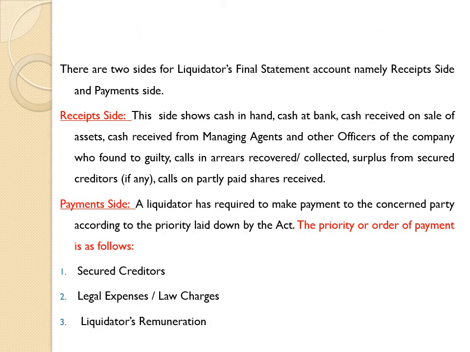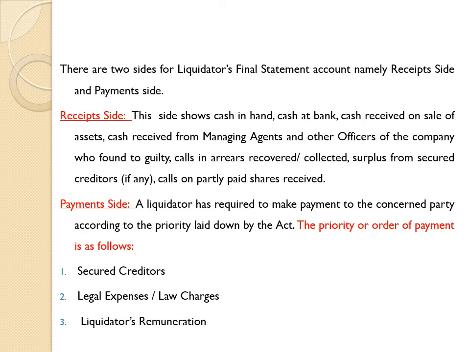There are two important sides of the liquidator's final statement of account, namely the receipt side and the payment side. Every coin has two sides, and here we are focusing on two sides. One side is the receipt side and another side is the payment side. Firstly, we are looking at the receipt side of the liquidator's final statement of account.